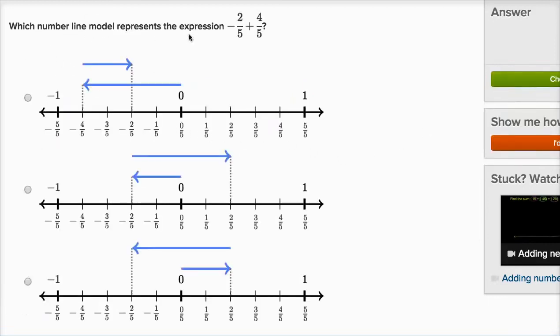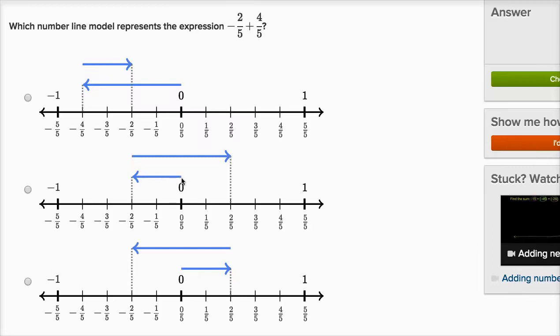Which number line model represents the expression -2/5 plus 4/5? So we're going to start at -2/5, which is negative. It's going to be to the left of 0. So let's see, this arrow right over here, this is -4/5. So that's not going to be quite right. So in the second choice, what's going on here? If I start at 0, and then I'm going 2/5 to the left of 0. So that's -2/5. And from that, I am going to the right 1/5, 2/5, 3/5, 4/5.